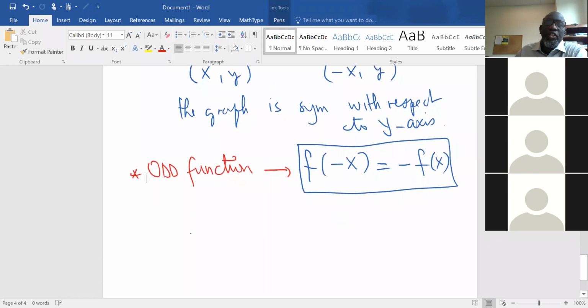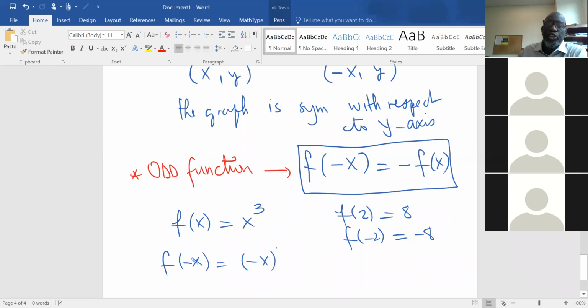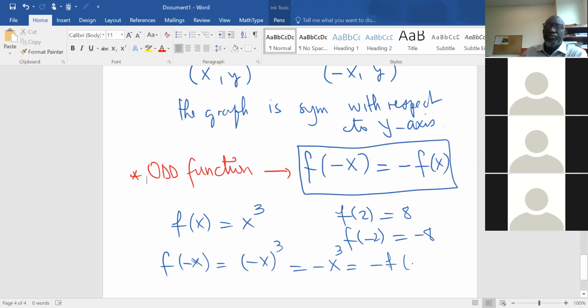For instance, f of x equals x cubed. When you plug in two opposites, if f of 2 is 8, f of negative 2 is negative 8. You also get opposite numbers. f of negative x is negative x cubed, which is negative f of x.